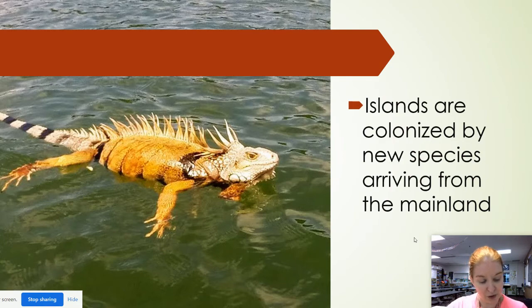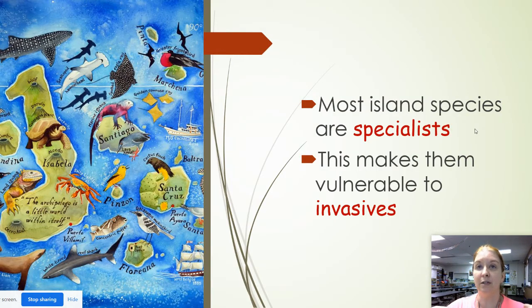So one of the issues: most island species are specialists, which you know from the last notes, and this makes them very vulnerable to invasive species, because if they have that competition, then the chance of them getting outcompeted is fairly high, which is bad.